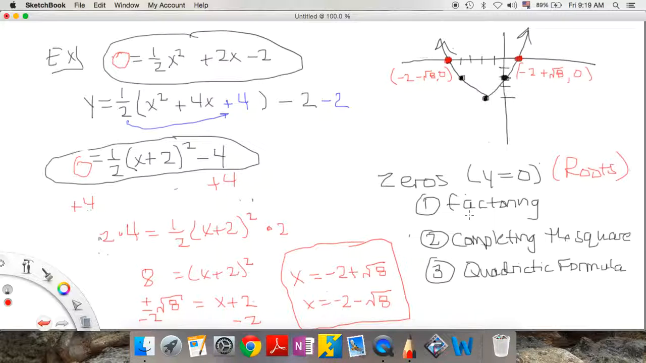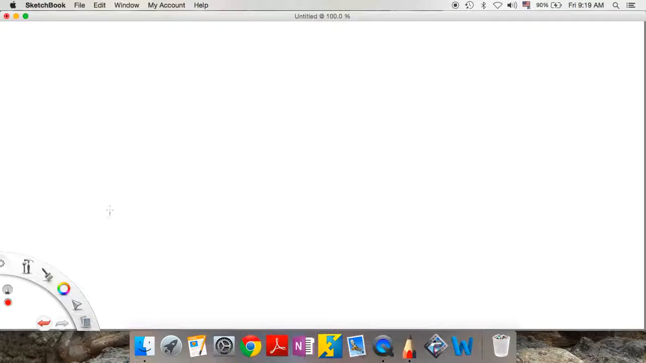Now, why does it have 2? Well, it's a quadratic. Every single quadratic has 2 zeros. Now, they may be imaginary, but you have 2 zeros, period, every time with a quadratic. All right, let's try one more.